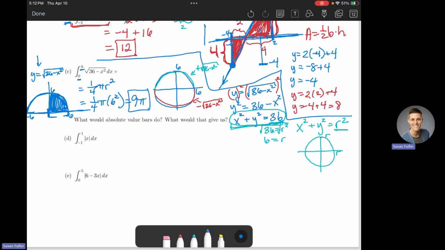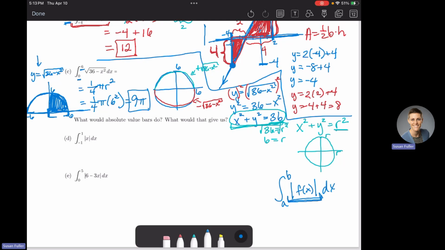Okay. Now, what would absolute value bars do? What would that give us? Your homework asks you to work with some things with absolute value bars. So let's just say I had the integral of the absolute value of f of x dx from a to b. So I wanted the area underneath the absolute value of f of x.